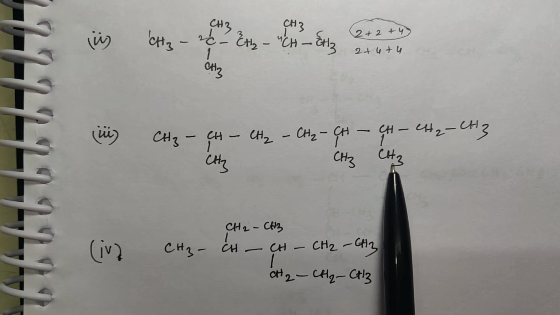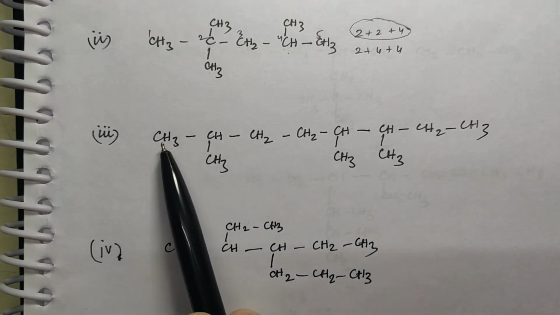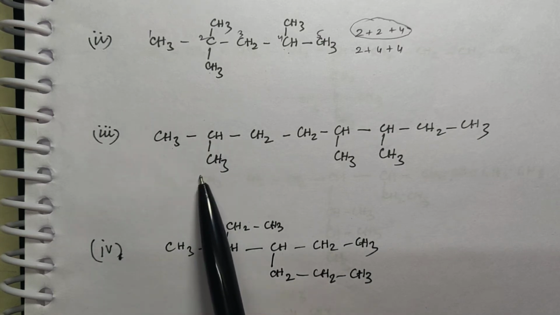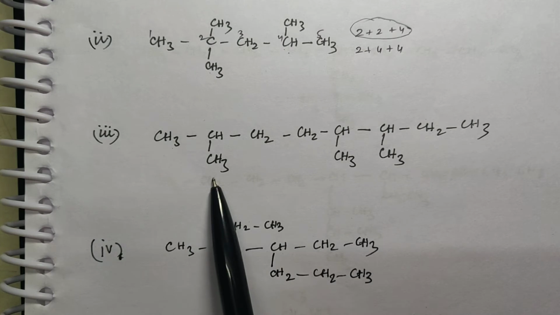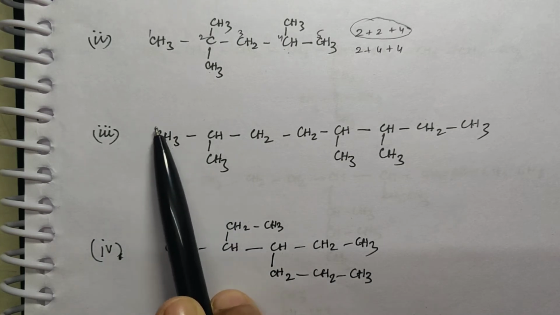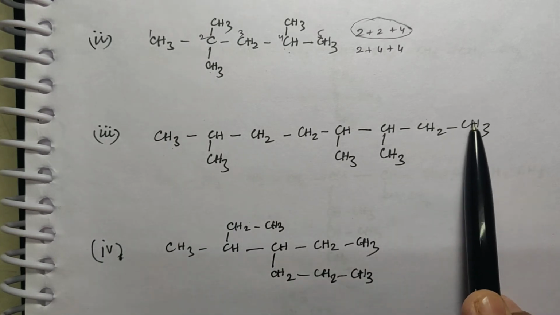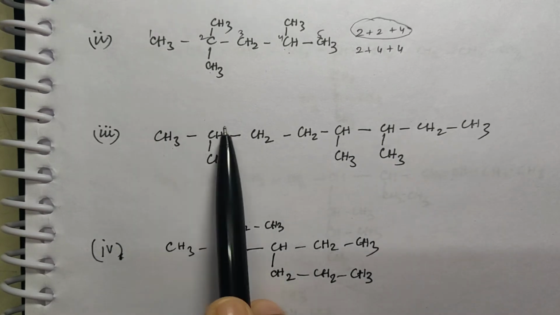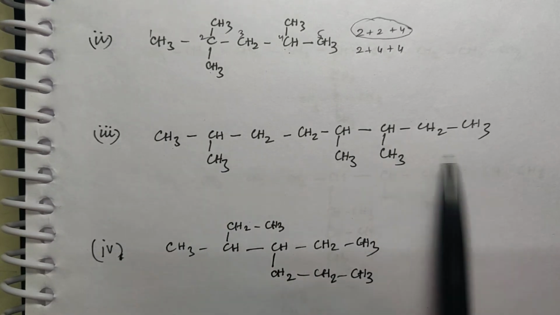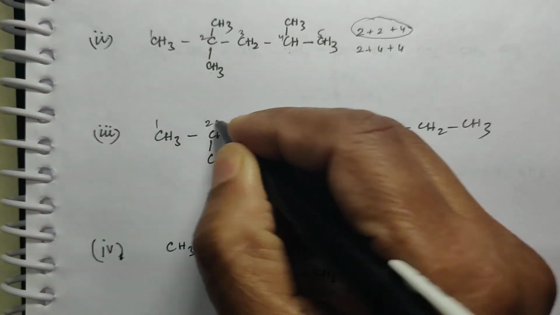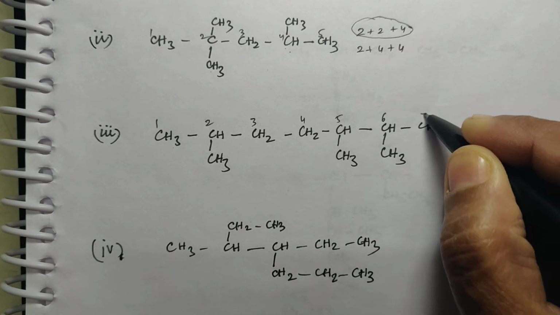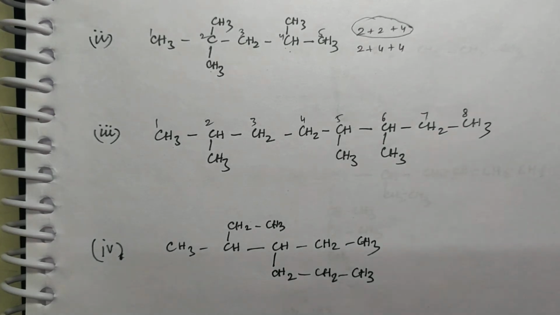And all the more how you can decide, when you see from one end, the end from which branching starts sooner, that is the right way of numbering. Is that clear? So you will start numbering it from left to right. Now if you start from here, it is starting at the third position. From here it is starting at the second position. So this is the way you have to number. From where the branches start at the lowest position, that is the right way of numbering.